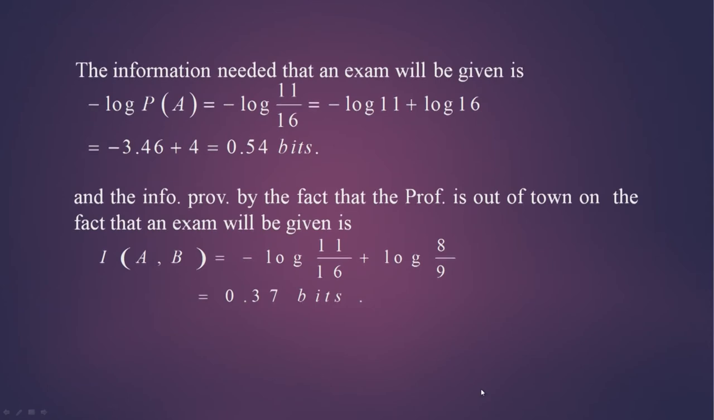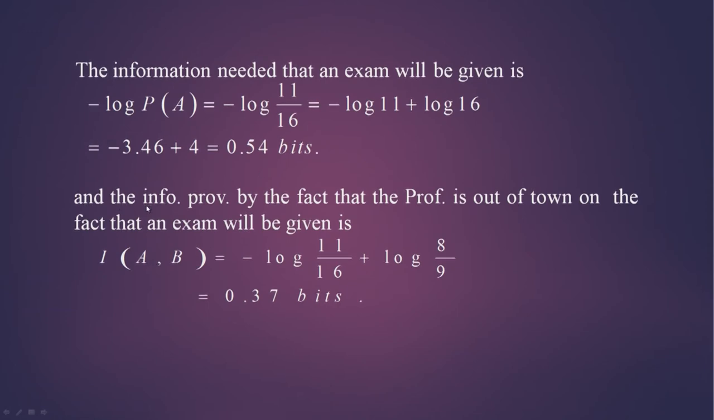The information needed that an exam will be given is minus log probability of A. So it is minus log 11 by 16, because probability of A is 11 by 16. So this will be minus log 11 plus log 16, and that will be minus 3.46 plus 4, which is 0.54 bits.